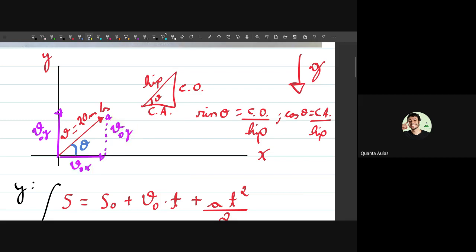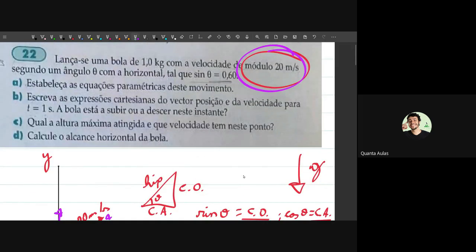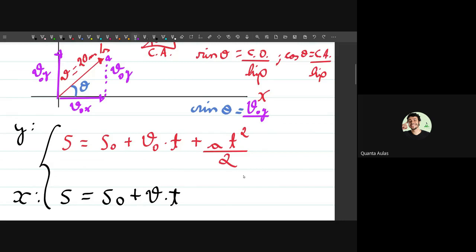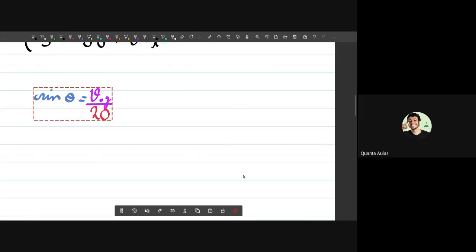I will put the things here. I will write here: sine theta is equal to the initial velocity in y, divided by the modulus of this vector. This information here, okay? 20. So I will put 20 here. And I will move this to here.